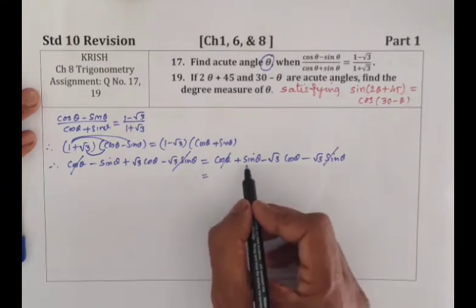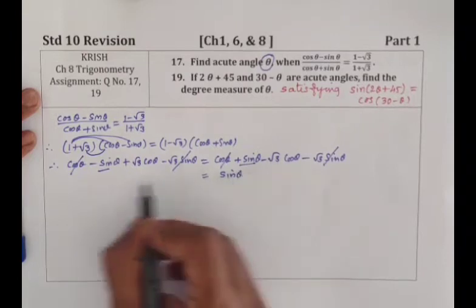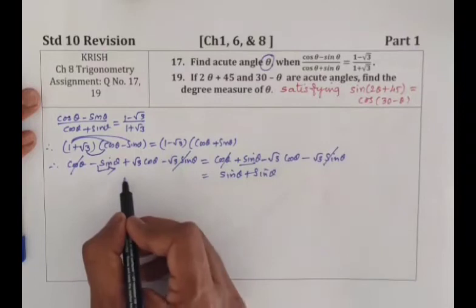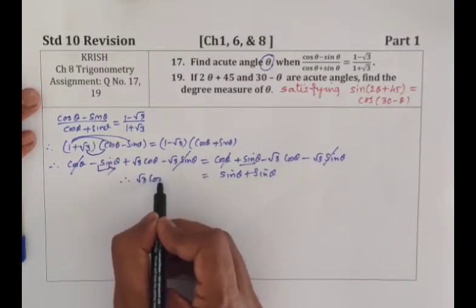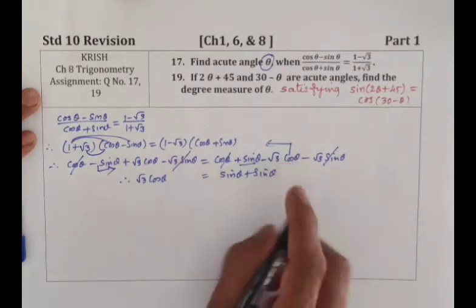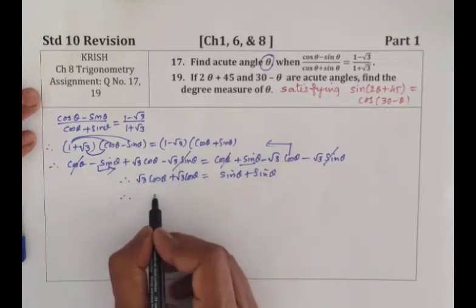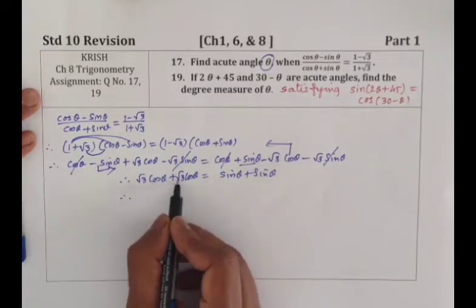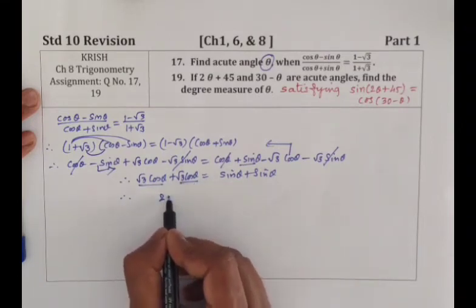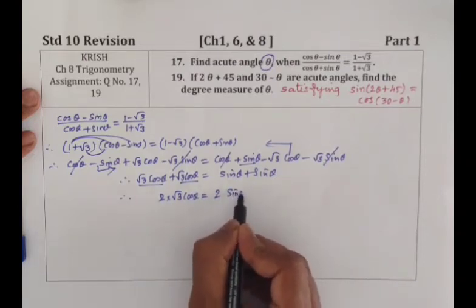Now bring the sin terms to one side. Sin theta goes to this side, that becomes plus sin theta. Here we already have root 3 cos theta, and on the other side minus root 3 cos theta comes over, plus root 3 cos theta. So this is 2 root 3 cos theta, correct? Root 3 cos theta plus root 3 cos theta, that is 2 times root 3 cos theta. That is equal to 2 times sin theta.